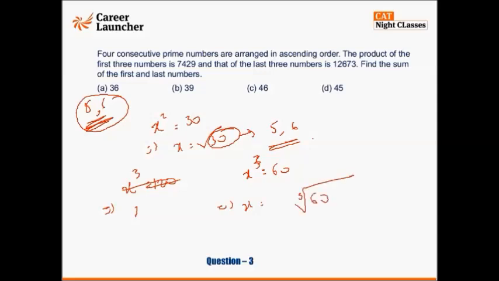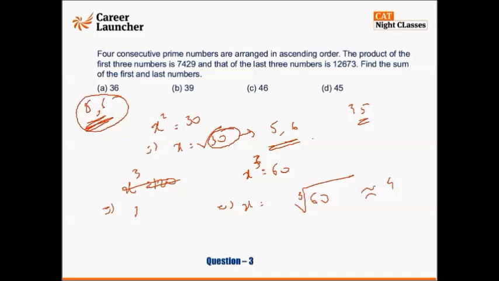Now cube root of 60 is very close to 4. Yes or no? So one of the numbers is guaranteed to be 4. Substitute 4, and you get the other answers as 3 and 5. So the numbers were 3, 4 and 5. So whenever you get a question which talks about the product of 3 numbers, 4 numbers, 5 numbers, 6 numbers, 7 numbers, always assume that all the numbers are the same, and then take out the nth root.